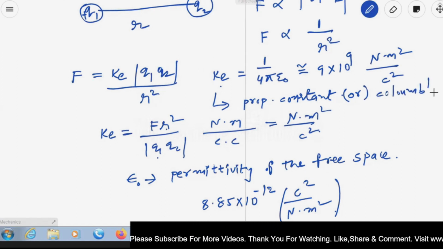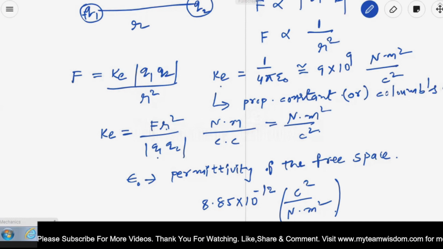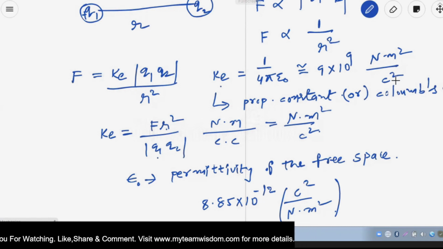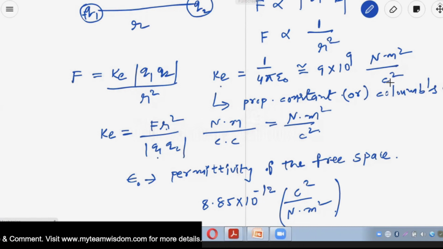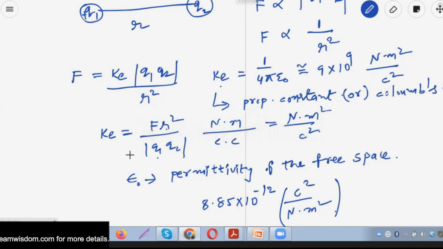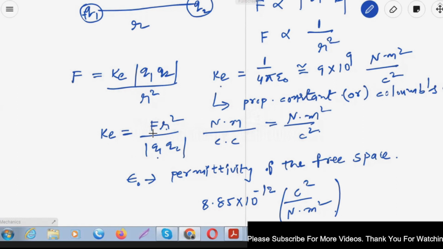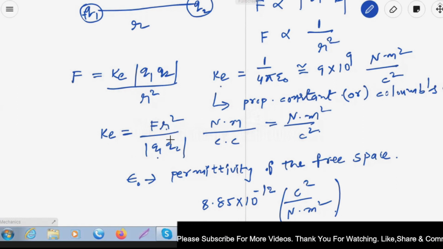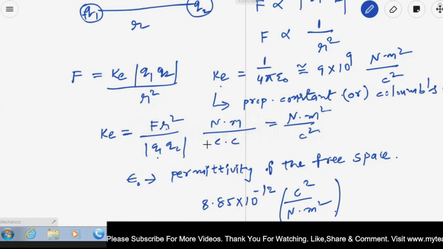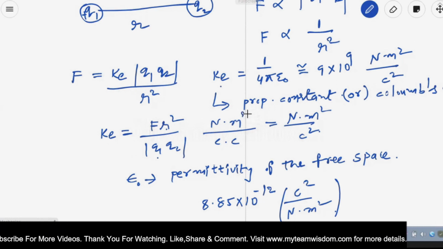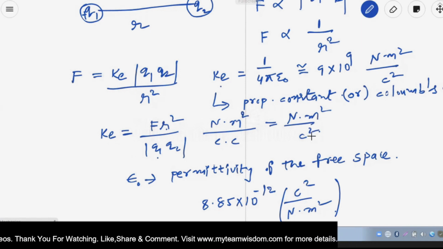Coulomb's constant value is 9 into 10 power 9 Newton meter squared per Coulomb squared. So Ke is equal to, how I have written the unit for Ke, in order to remember that: Ke is equal to F into R squared by the magnitude of Q1 into Q2. So force unit is Newton and distance unit is meter squared. So Newton meter squared by Coulomb squared.